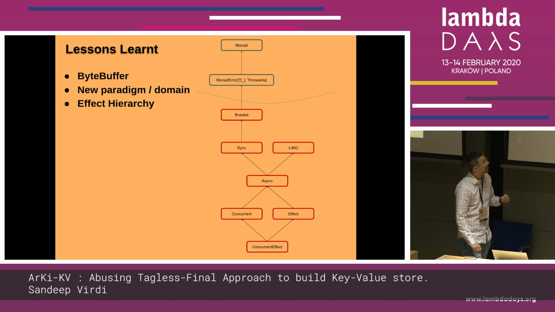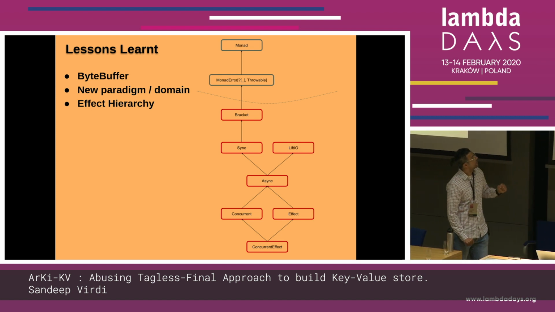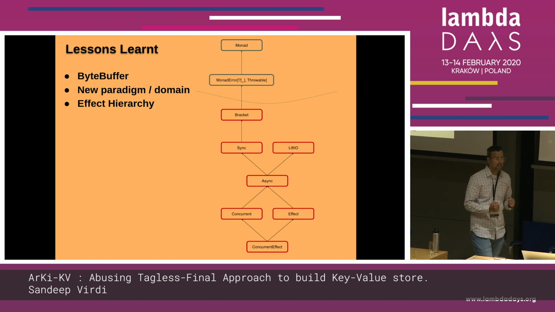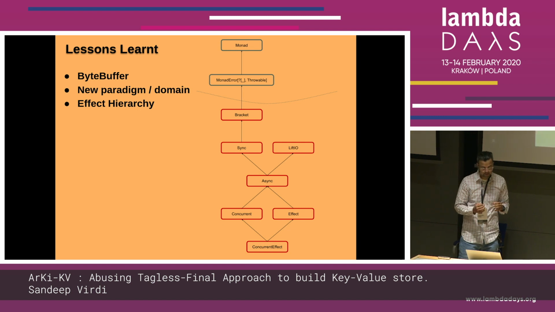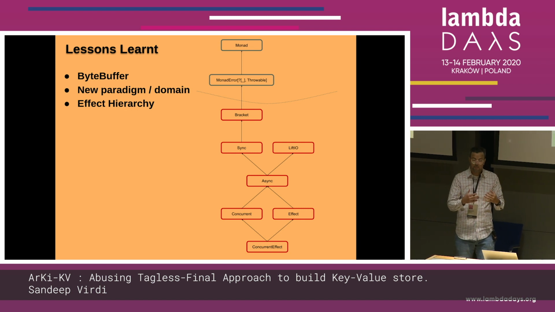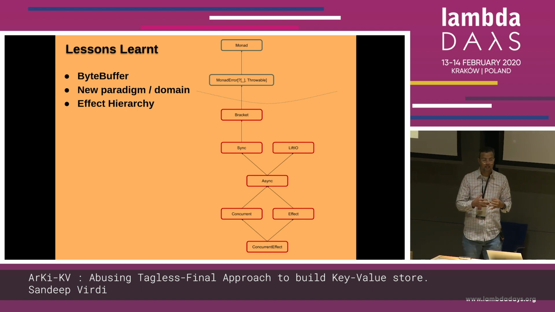So, okay. Lessons learned: ByteBuffer is terrible. Has anybody ever used ByteBuffer, by the way? Okay. They are terrible. They are painfully mutable. They track state with three pointers: capacity, limit, and position.